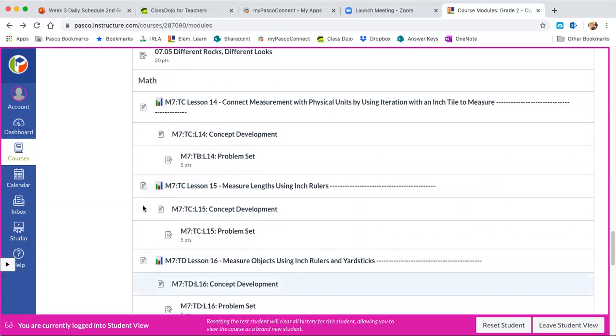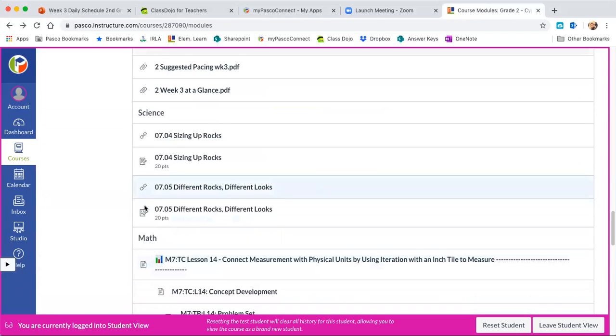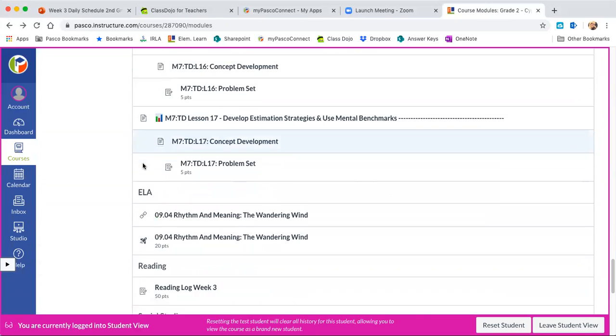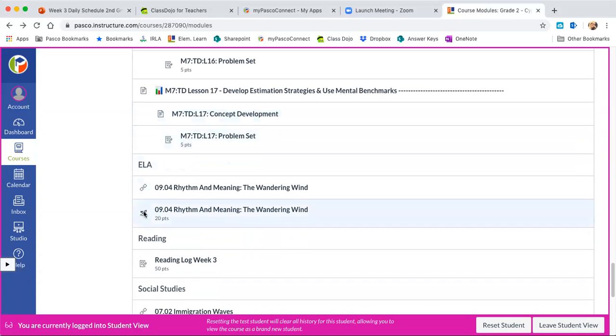Now, if instead, let me show you on science, for example, there's a chain link on the lesson and then what looks like a piece of paper and a pencil, that means there's an assignment. That's for science. But if I go back to ELA, there's a rocket ship. So that tells me that I'm going to have a quiz and it's going to be worth 20 points. So I'm going to click on the lesson 9.04, Rhythm and Meaning, the Wandering Wind.